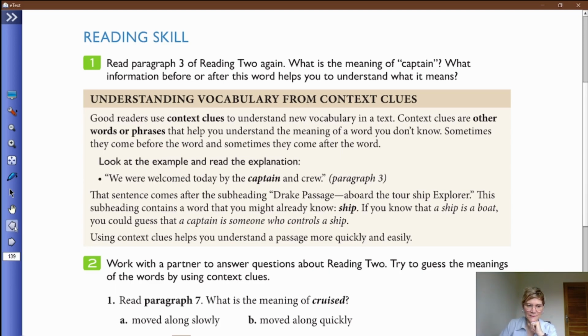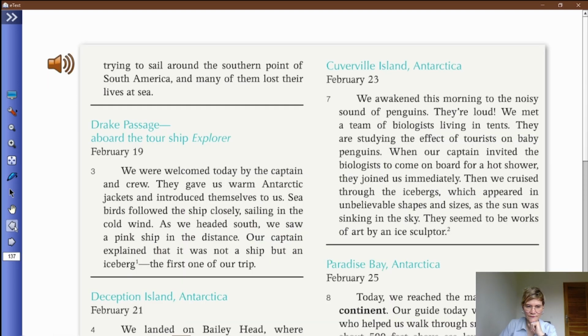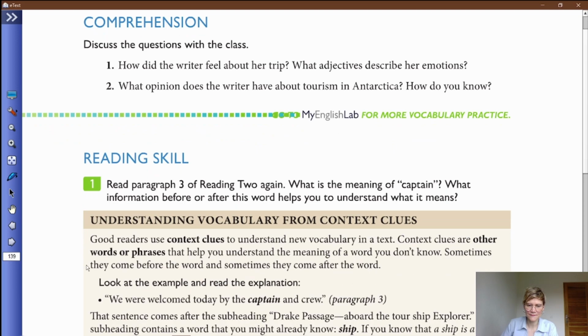Paragraph 3. We were welcomed today by the captain and crew. They gave us warm Antarctic jackets and introduced themselves to us. Seabirds followed the ship closely, sailing in the cold wind. As we headed south, we saw a pink ship in the distance. Our captain explained that it was not a ship, but an iceberg, the first one of our trip. So you can look at the information that comes before the word and after the word in order to figure out what the word means in context.